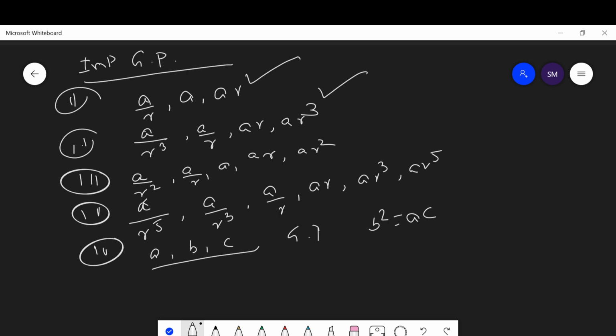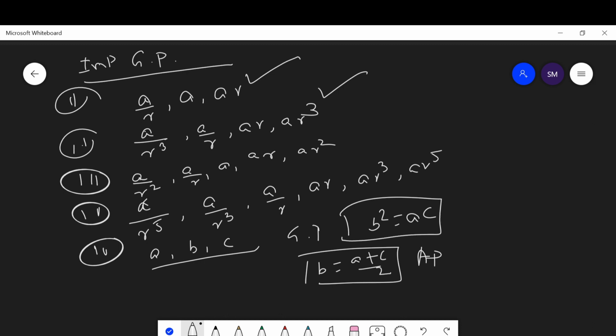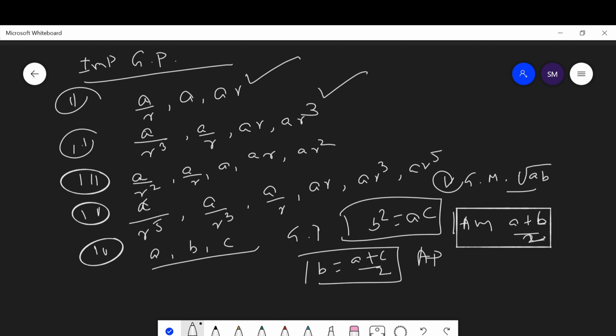In case of AP, when three terms A, B, C are in AP, then B is equal to A plus C upon 2. But in case of GP, B square is equal to AC. Then the geometric mean between A and B is square root of AB, whereas the arithmetic mean between A and B is A plus B upon 2.